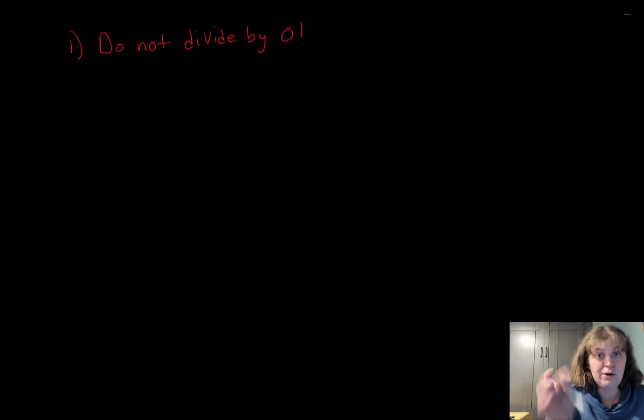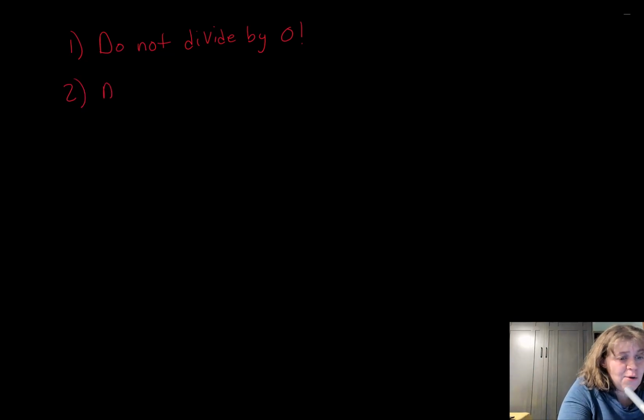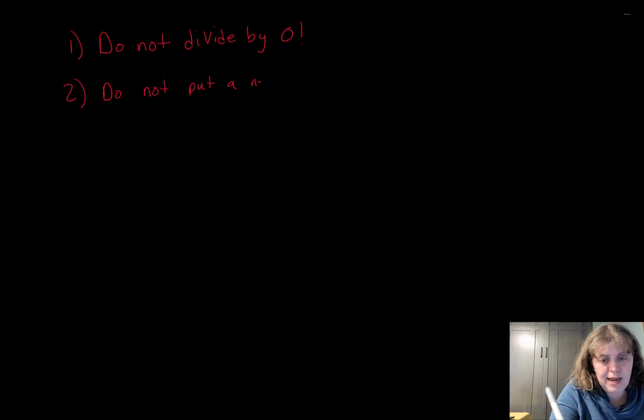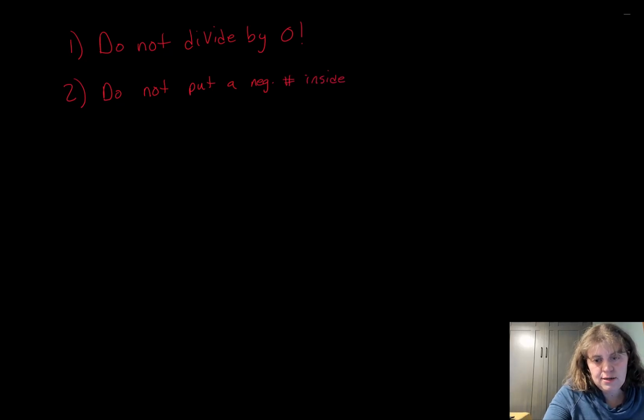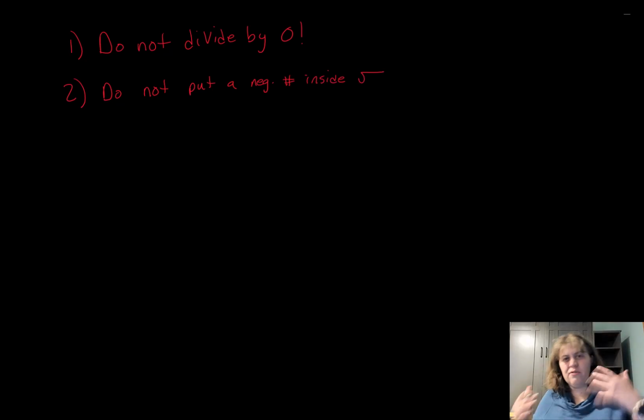All right, so the first rule when it comes to finding domain algebraically: do not divide by 0. That's important. We never ever break that rule. This is not one of those weird things where you get into more advanced math classes and then learn that, well, actually, that one we never break. The second rule: do not put a negative number inside a square root. We can't take the square root of a negative number.